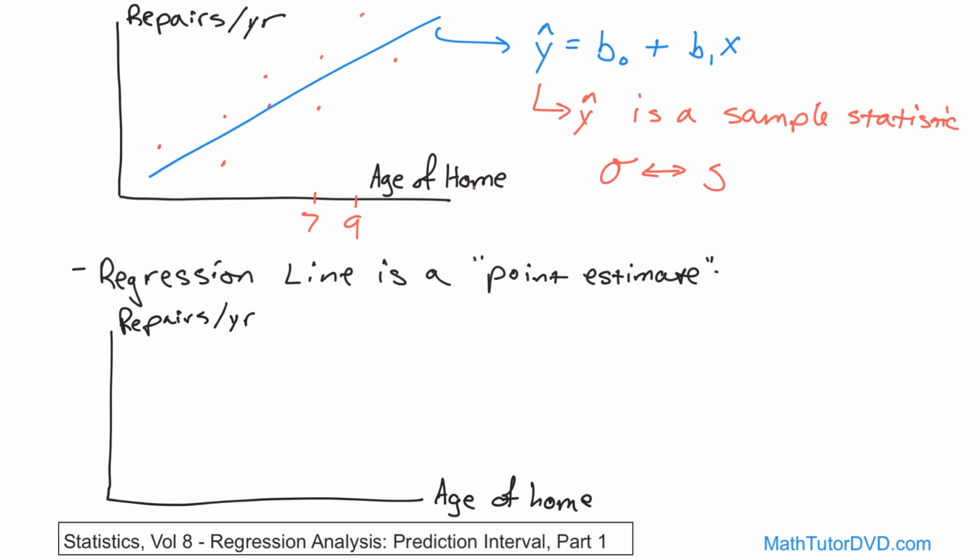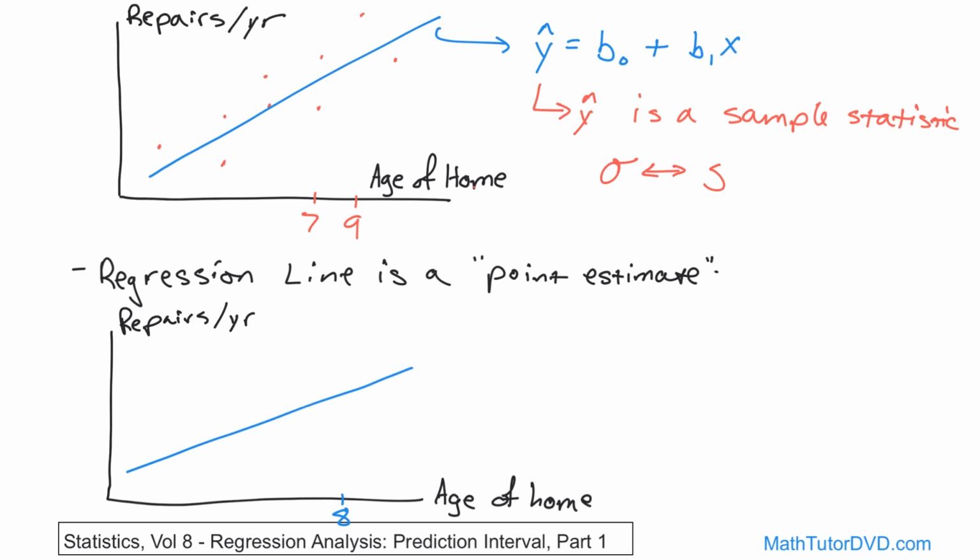All right, so forget about the sample data. I'm not going to draw the sample data again, but let me go ahead and draw that regression line again. And let's say this is around an 8-year-old house. We already said that if we ask homeowners with 8-year-old homes, some of them are going to give us an answer that happens to fall right on our regression line. Some of them are going to have needed more repairs per year, and some are going to need fewer repairs per year.